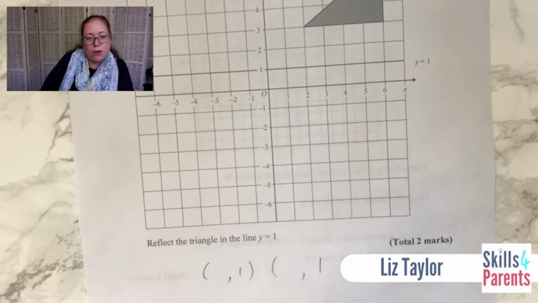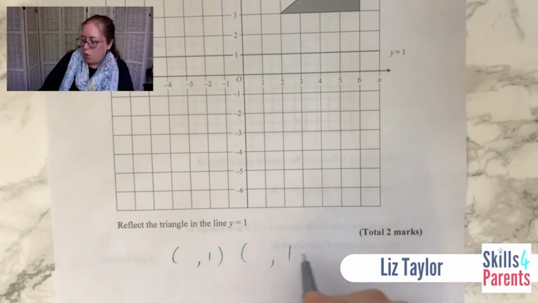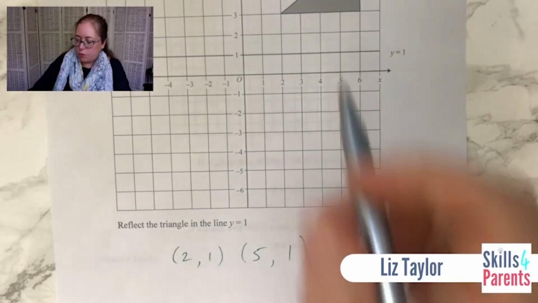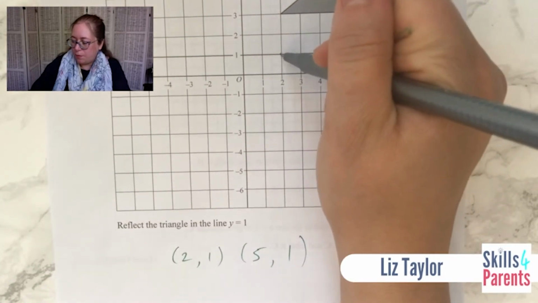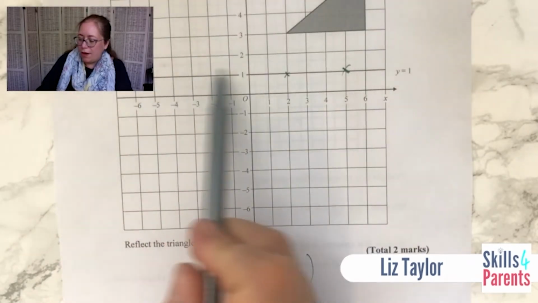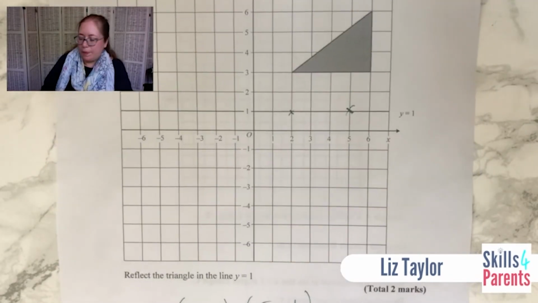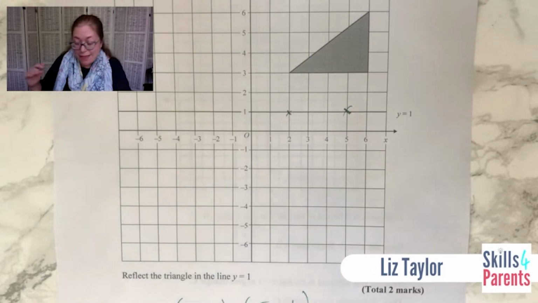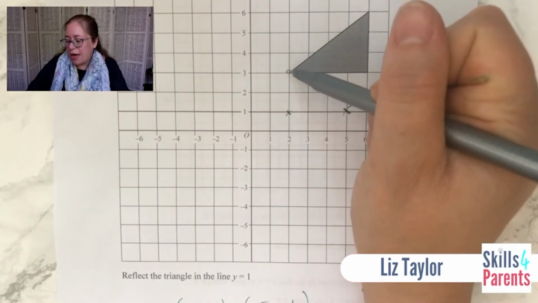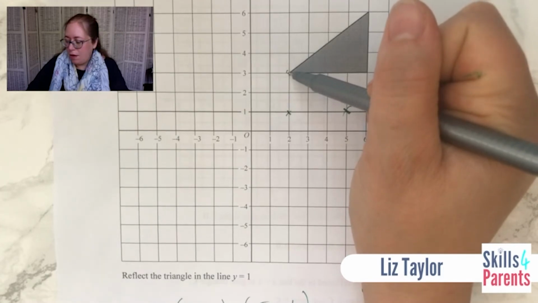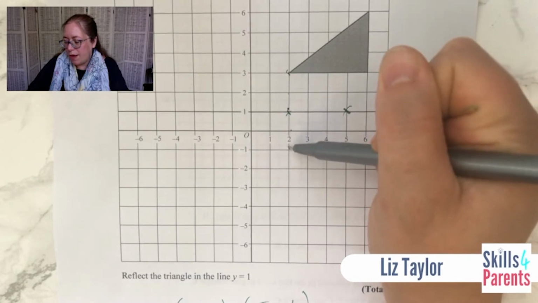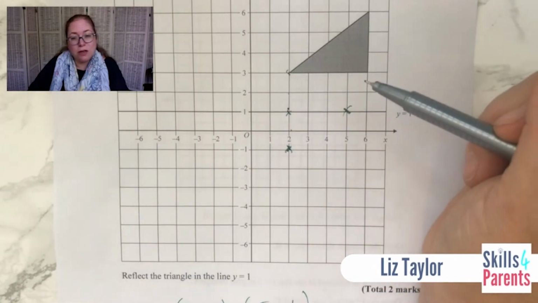So let's think about some points with y coordinate 1. So 2, 1, 5, 1. There's 2 points. 2, 1, 5, 1. You can see that every single coordinate on that line has y coordinate 1. And then we do our reflection in that line. So just like in the last example, we have a point here, and we're 2 away from the mirror line, and so we will be 2 away from the mirror line coming out the other side of it.